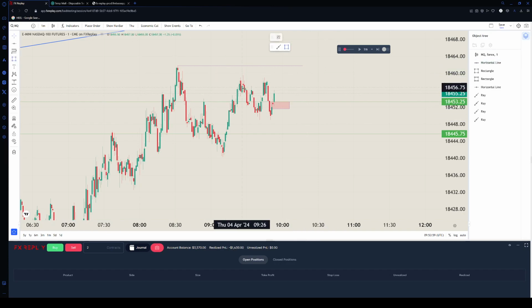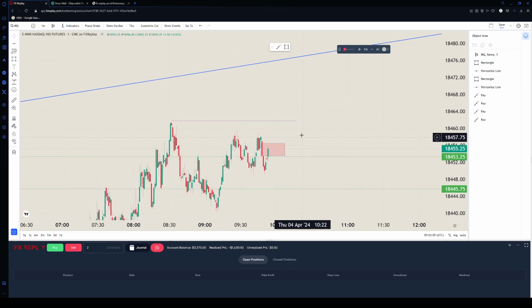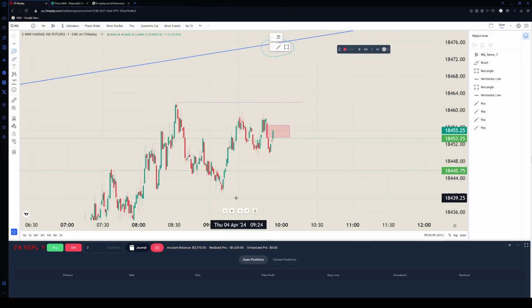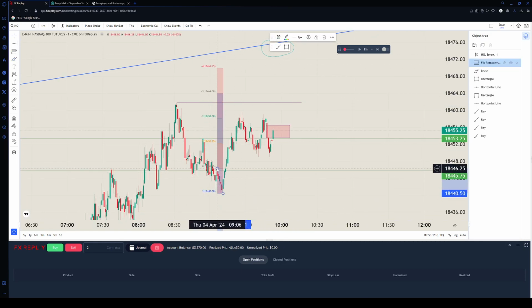If it inverses this, it's going to be above midnight and 9:53, so that would be fine for me to look for a long. And with our broadening formation, the confluence for me would be to aim for this. Keeping in mind, of course, we use standard deviations. The fourth standard deviation would be up here as well, so that would be the scaling out point.